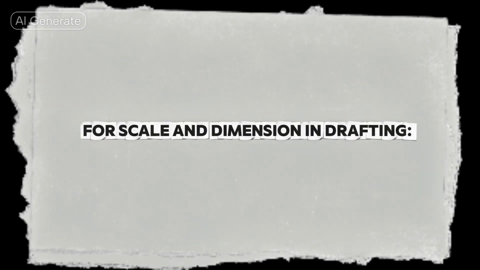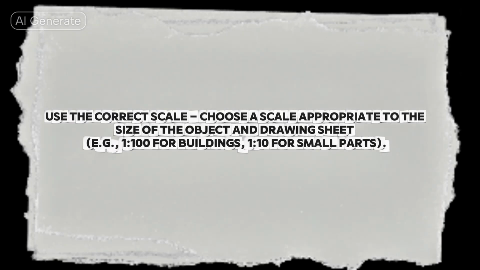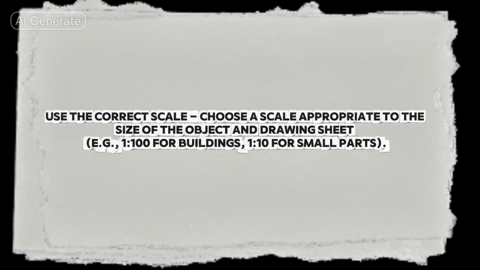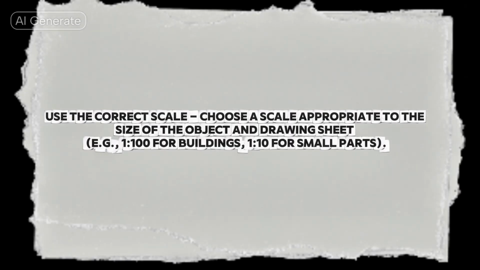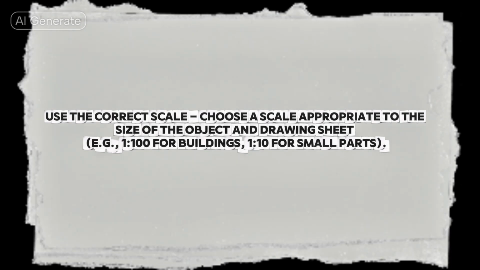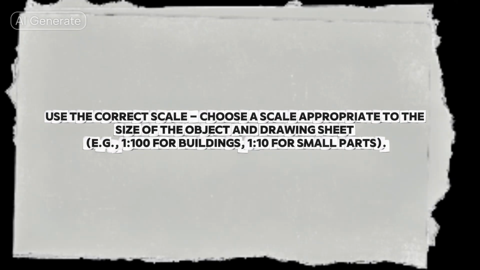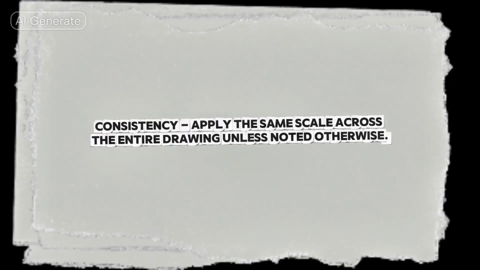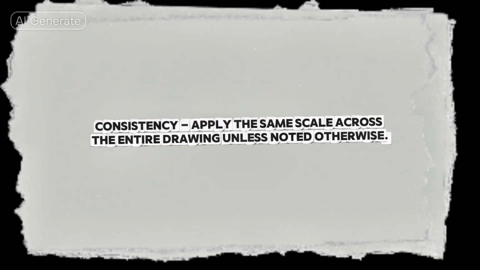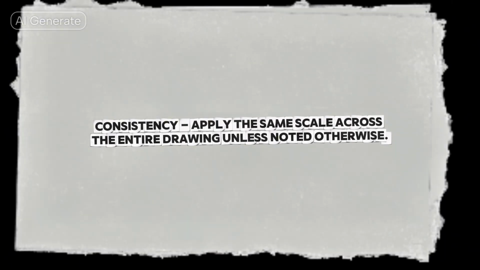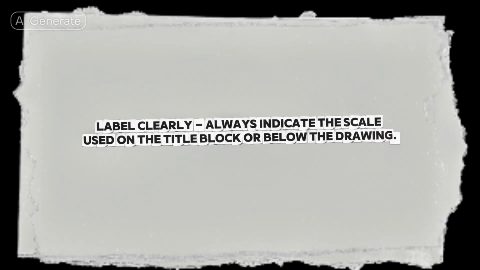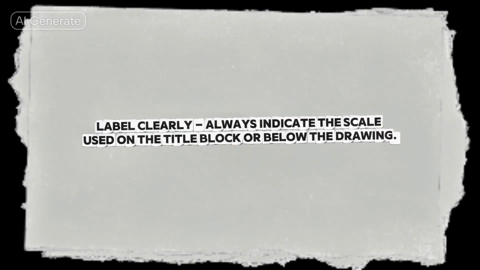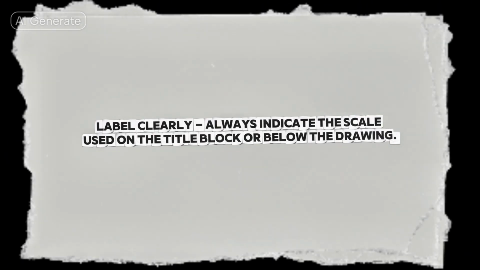Here are some important reminders for scale and dimension in drafting. Use the correct scale. Choose a scale appropriate to the size of the object and drawing sheet. Example, 1 by 100 for buildings and 1 by 10 for small parts. Consistency. Apply the same scale across the entire drawing unless noted otherwise. Label clearly. Always indicate the scale used on the title block or below the drawing.